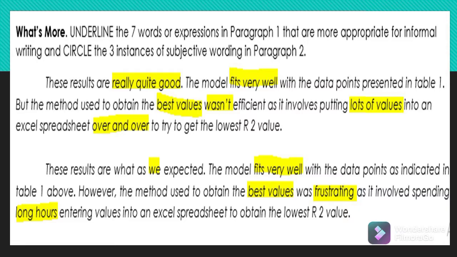In the second paragraph, there are words or expressions that sound more subjective and can be improved by avoiding the use of personal pronouns such as "we" in the first sentence, or even the whole sentence of "these results are what we expected" can be totally revised. The phrases "fits very well," "best values," "frustrating," and "long hours" are highly opinionated, therefore subjective, and can be revised instead by using numbers, percentages, etc., to make it more exact and objective.